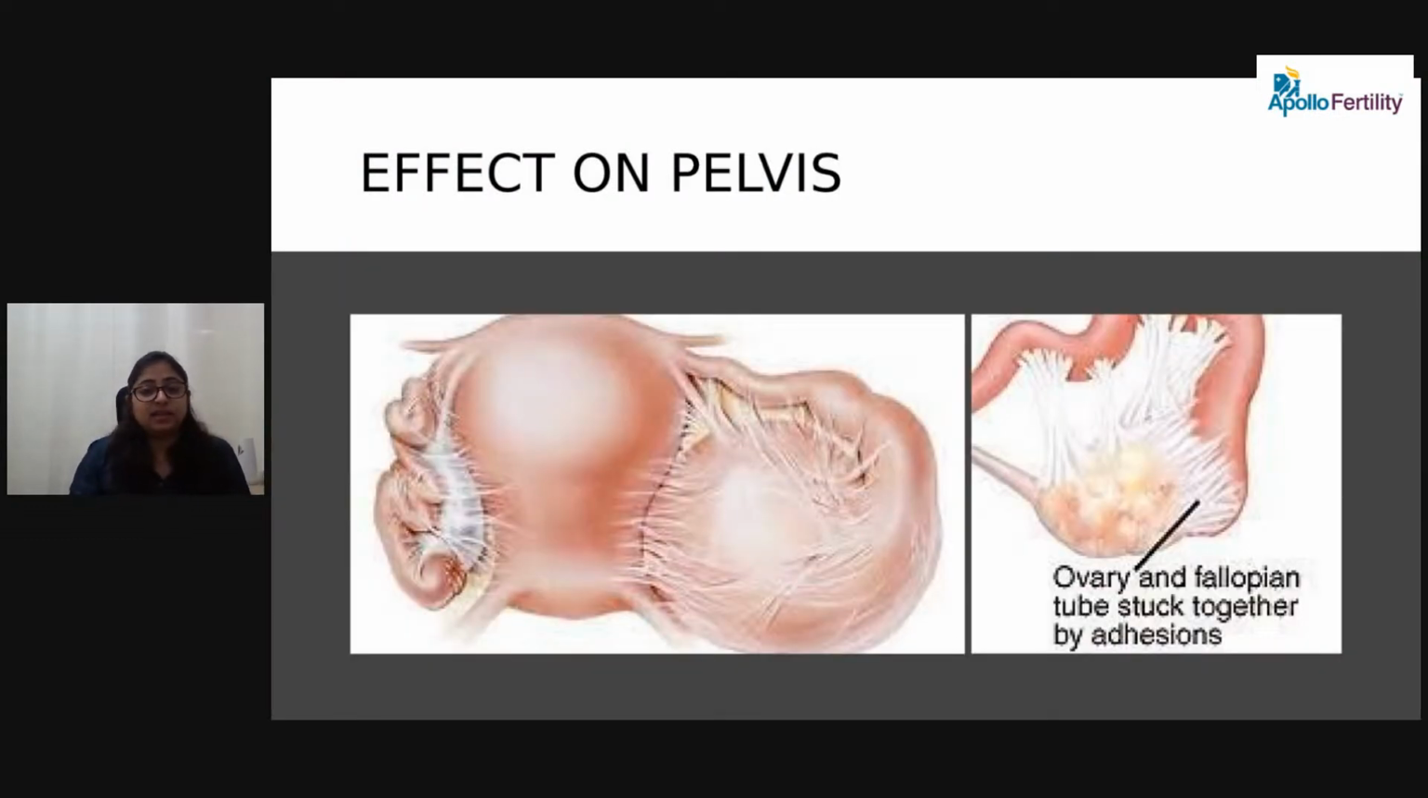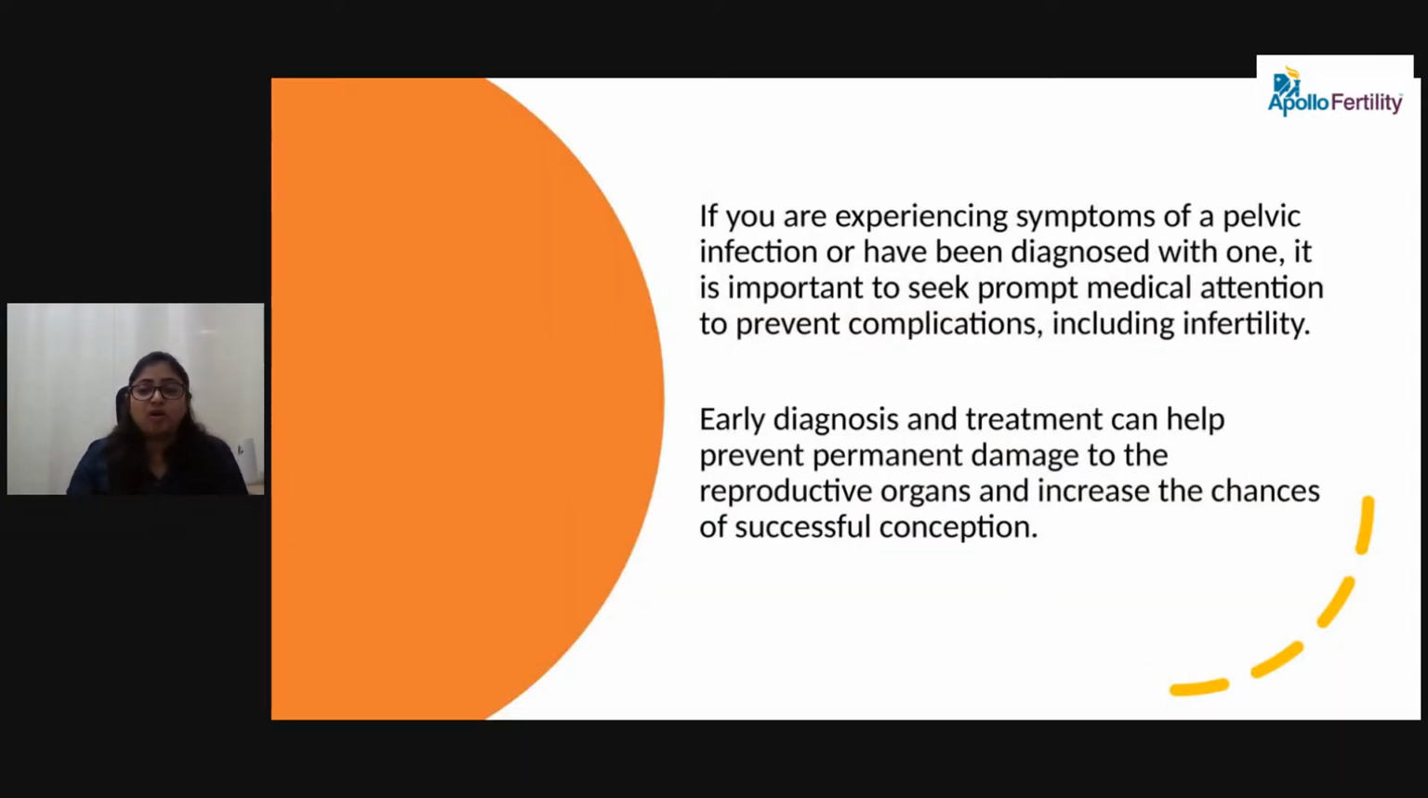And again, I will say that if the relation between the ovaries, tubes and the uterus is disturbed, then it causes a disturbance in the movement of the egg and in the movement of the sperm, and it makes the environment very toxic for the sperms, eggs, or the embryo to grow inside. So this is all about how pelvic infections affect you, and it not only affects your present health, it also has a long term effect, especially on fertility. And not only fertility, it affects general health.